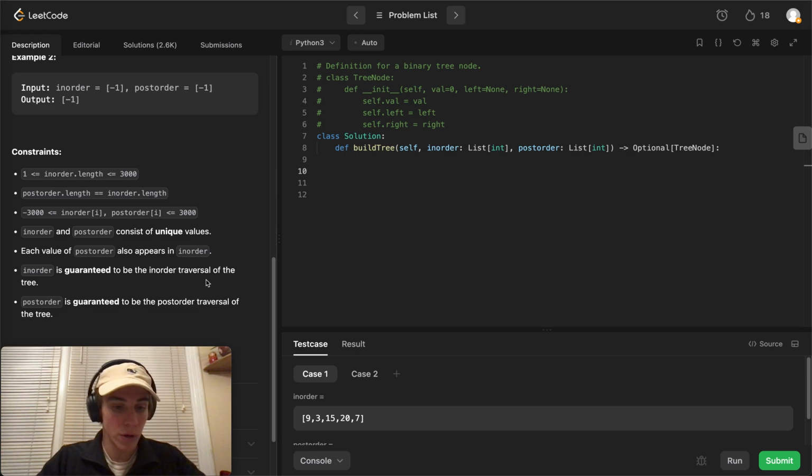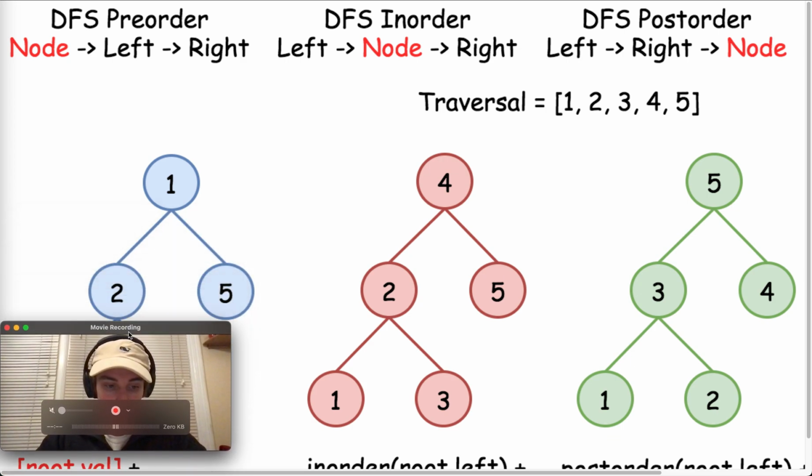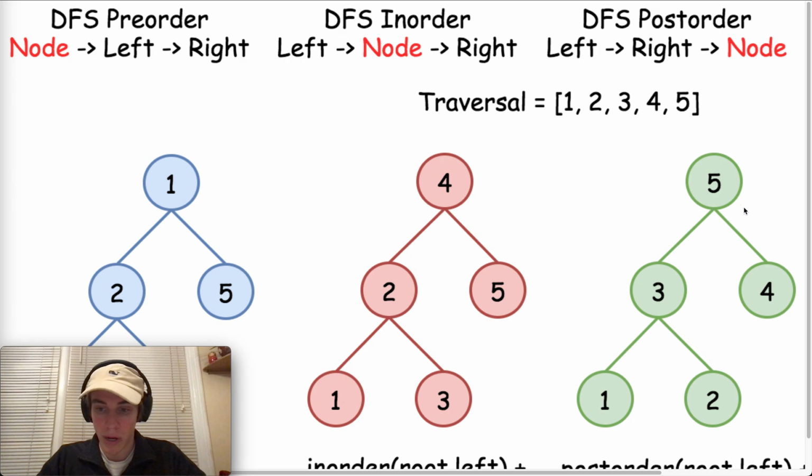The thing to look out for here is under the constraints. This approach that I'm about to tell you isn't going to work if the numbers inside of the tree are repeated. However, in this case, the inorder and the postorder consist of unique values. Okay, so now that that's out of the way, let's get back to looking at our inorder and postorder traversal.